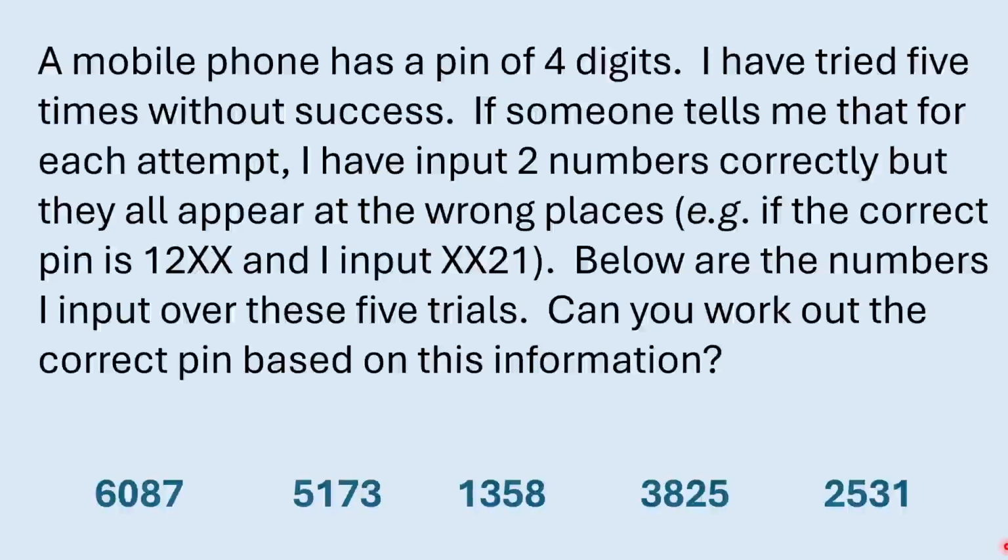If someone tells me that for each attempt, I have actually input 2 numbers correctly, but unfortunately they all appear at the wrong places. For example, if the correct PIN for this mobile is 12 something something and I input something something 21, that means 1 and 2 are the correct numbers but just appear at the wrong places. And below are the numbers I have input over these 5 trials. So from here, can you work out the correct PIN based on the information?